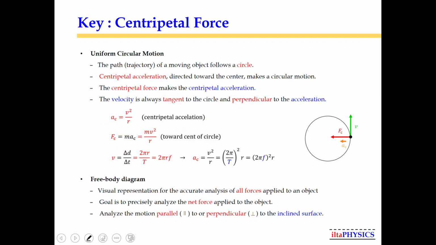Since centripetal force is a type of force, a free body diagram is necessary to visually represent all the forces acting on an object when calculating dynamics. A free body diagram is a very common method used to consider the net force acting on an object. If an object is moving on an inclined plane, we sometimes analyze it by breaking the forces into parallel and perpendicular components. Now let's solve some basic problems regarding centripetal force in circular motion.